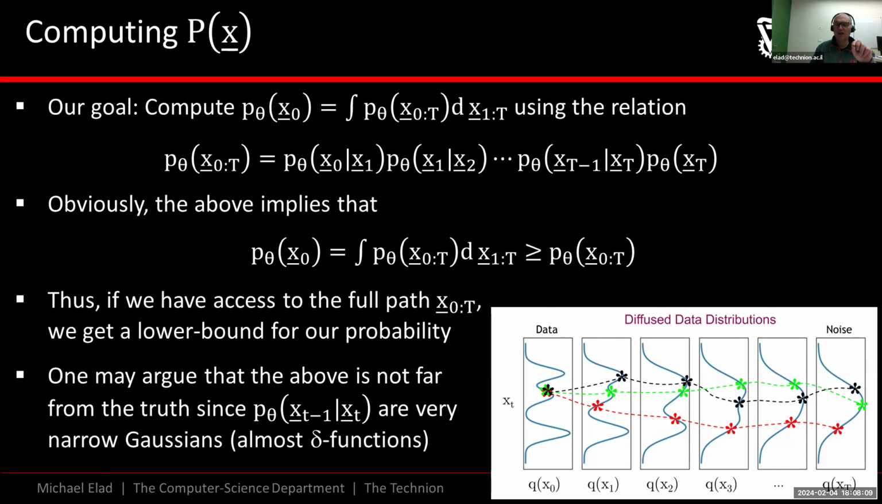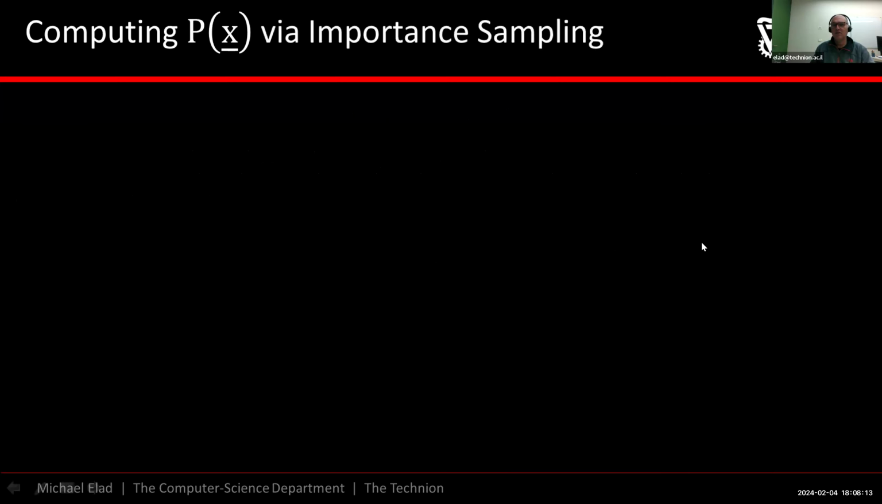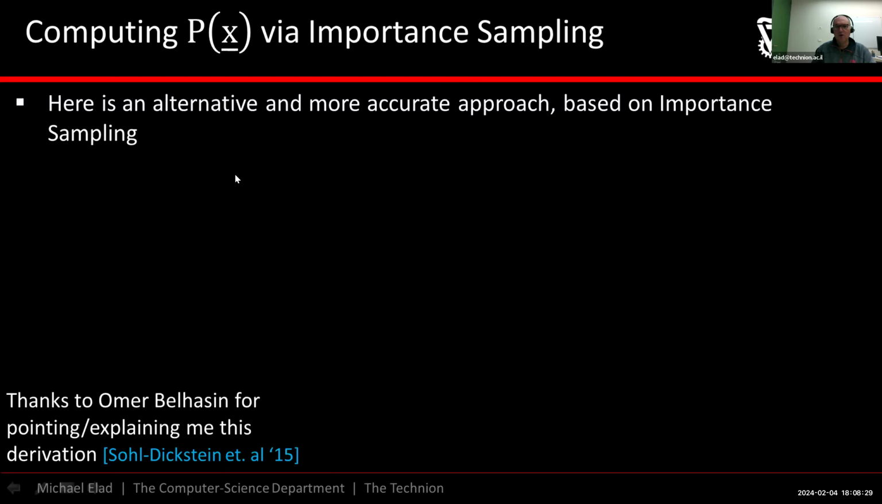Here is a more delicate and more elegant way of doing things. Let me show you the alternative that relies on importance sampling. And with this, I will end today's meeting. The idea is the following. We are trying to figure out what is the probability of a given image, x0, that has been just generated. And we wrote the expression. By the way, the person who helped me understand this approach is Omer Belchasin, and I should thank him. So this is the integral we are trying to do. Horrible, we understand. Impossible to compute, we understand.